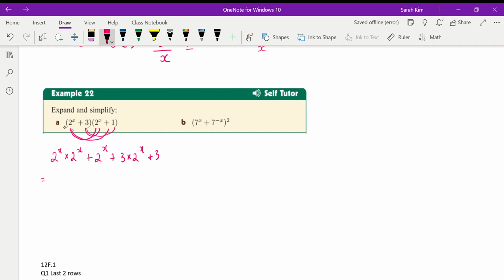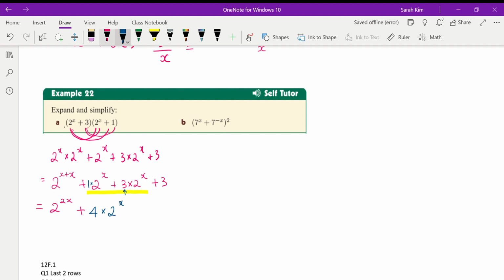Now, 2^x times 2^x, the base is the same, so it becomes 2 to the power of x plus x. The second one is just 2^x. This one is just 3 times 2^x. It cannot be simplified. Please do not combine these as 6. And then that's just a 3. x plus x is 2x. 2 to the power of 2x. Now what you hopefully notice is that there's 2^x and then 2^x, so you can add them together. So there's 1 lot of 2^x and then 3 lots of 2^x, so it's going to be 4 lots of 2 to the power of x.